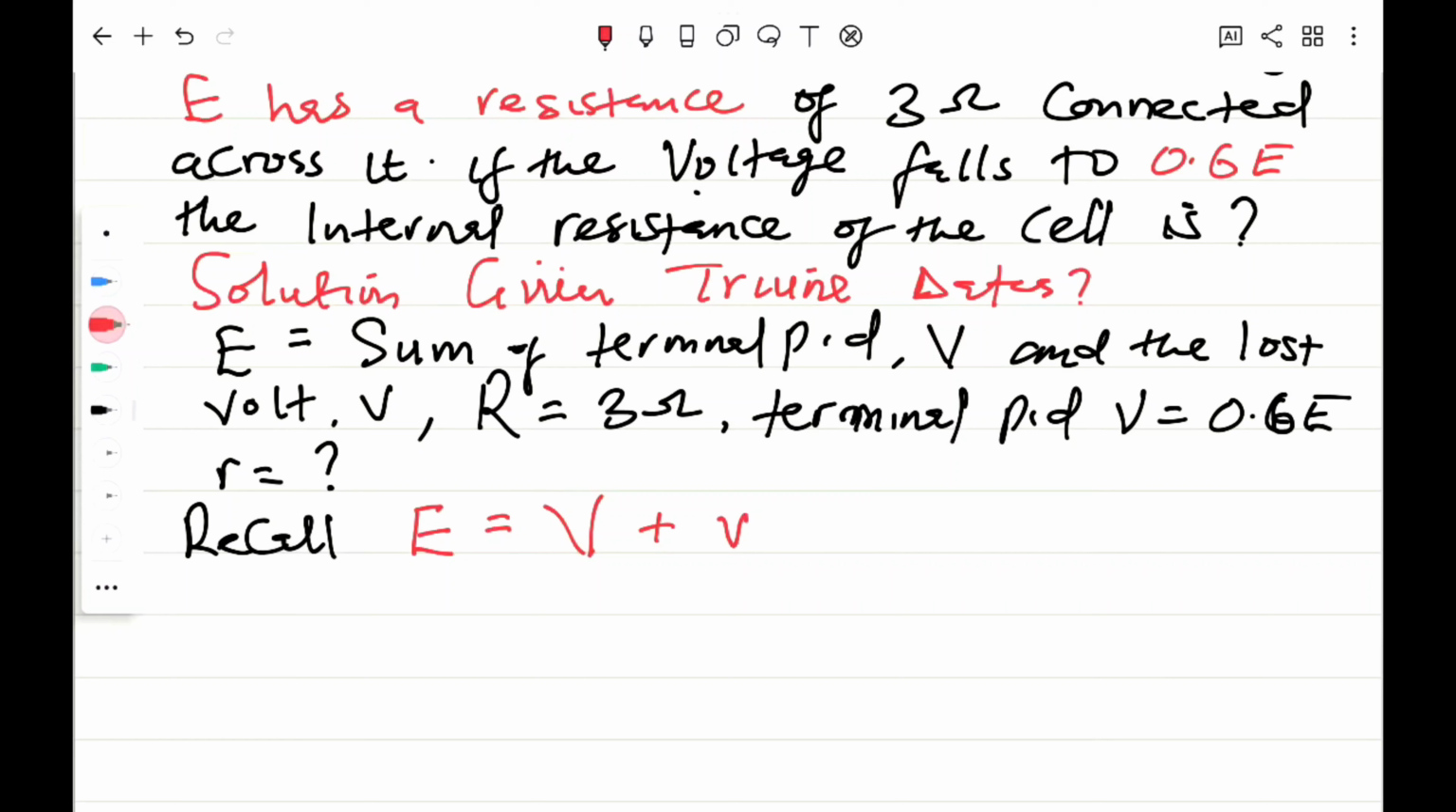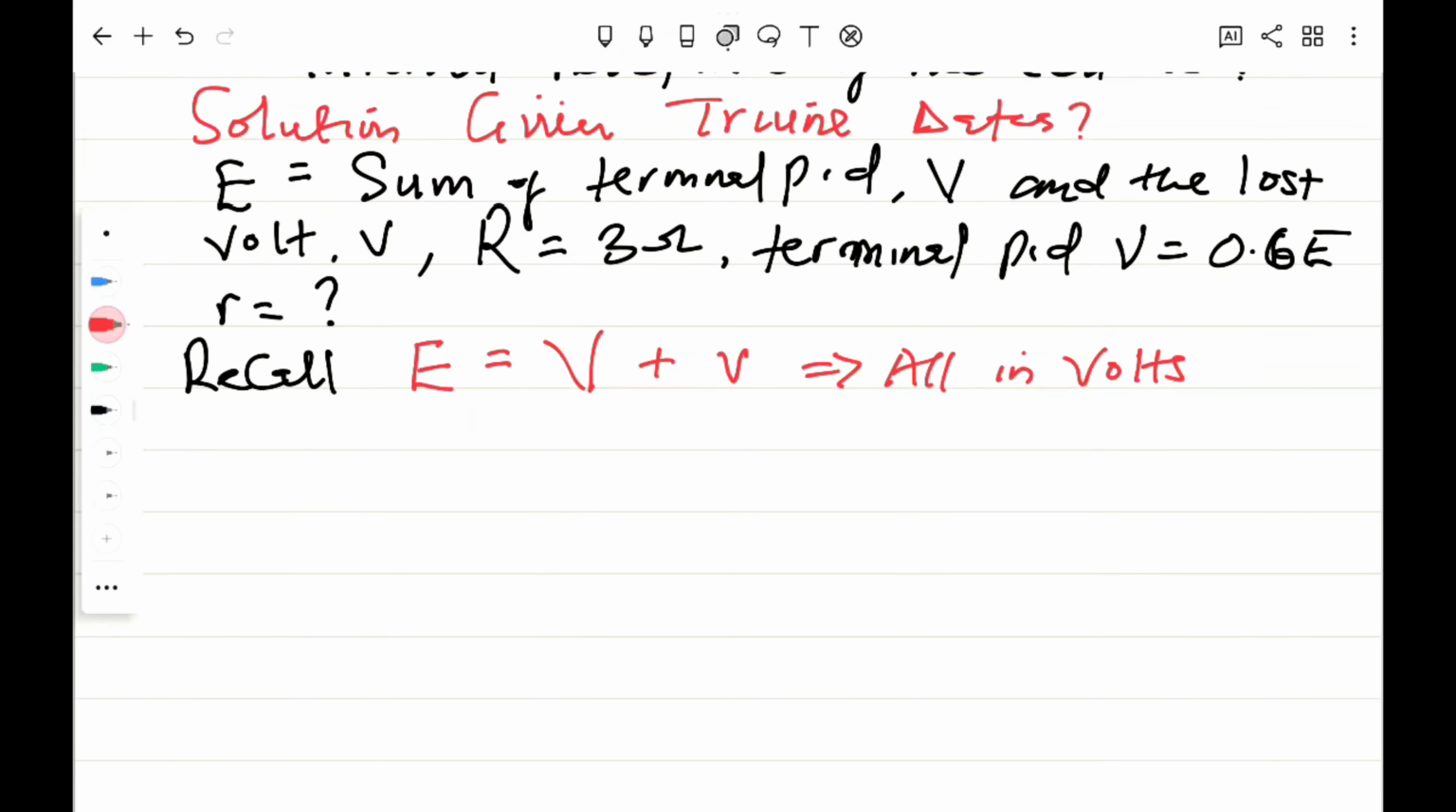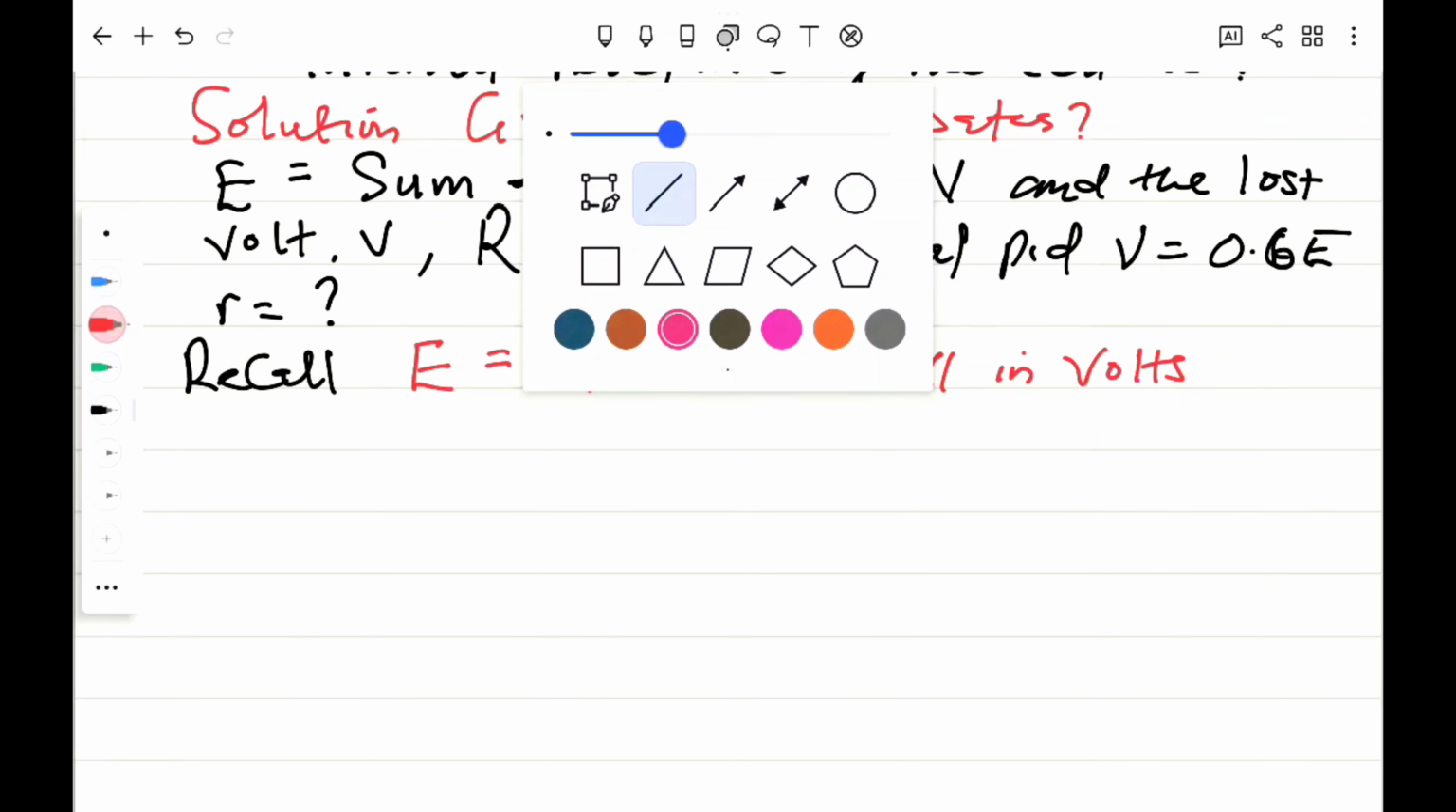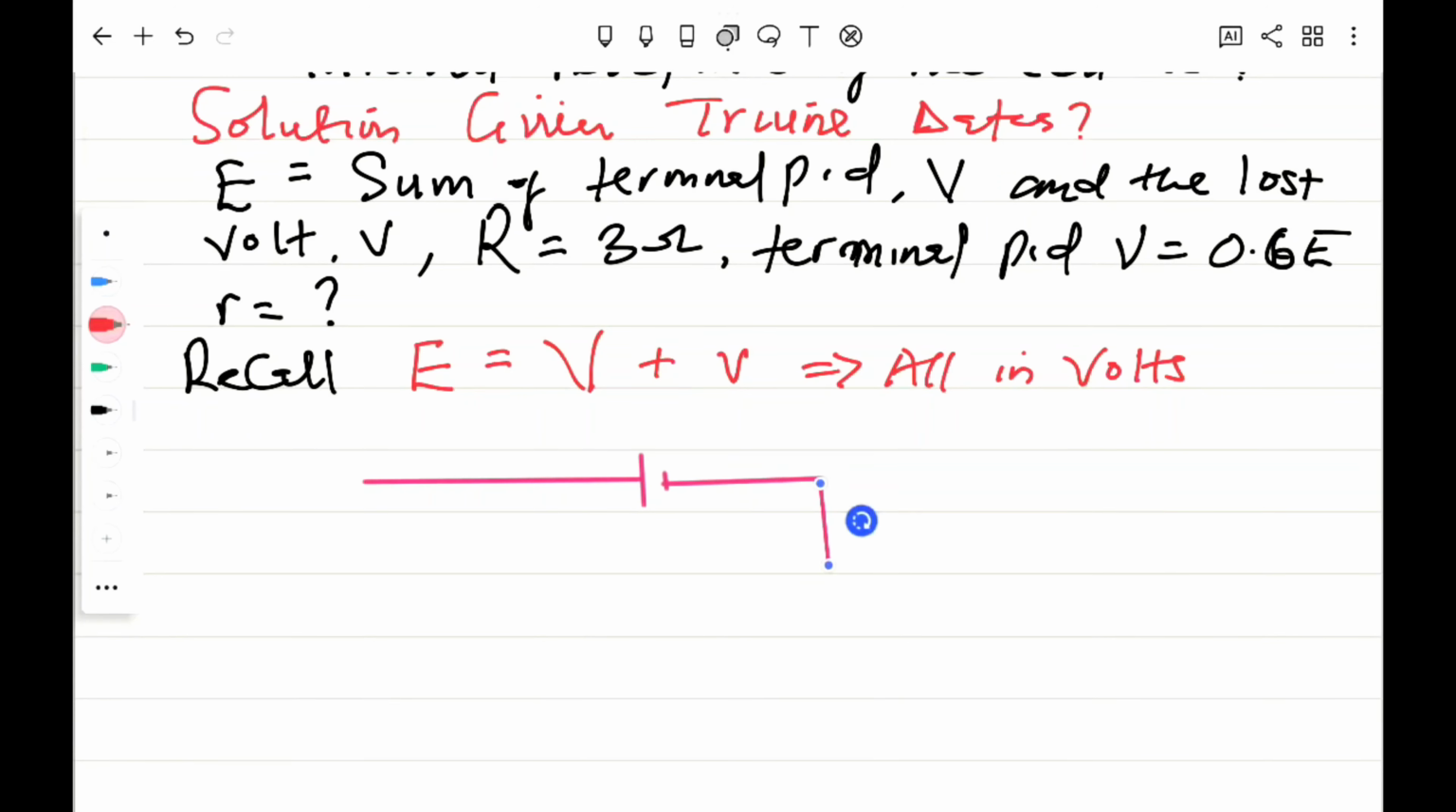Are we here? By expansion, all are in volts, the SI unit. So for you to obtain the nominal voltage, simply add the terminal PD plus the lost volt. So let's draw the diagram for this question.